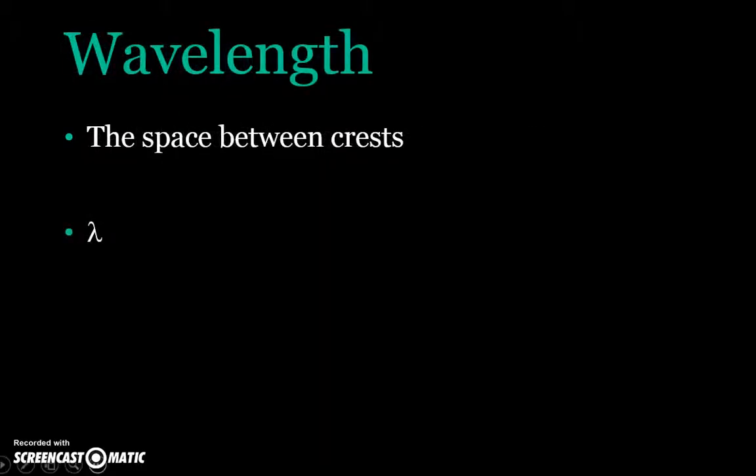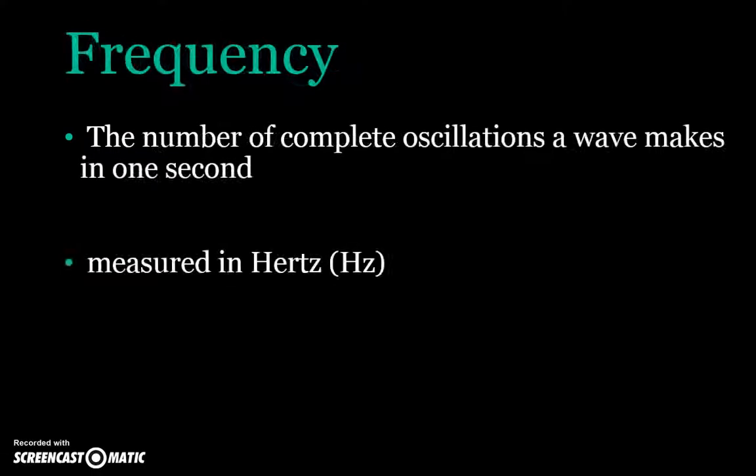Wavelength is another important aspect. It's the space between two crests or between two troughs. It's represented by the Greek letter lambda. And wavelength is a length, so it's still measured in meters. But when we get to a formula in just a few minutes, you'll see lambda is going to be very important. The other important part is frequency.